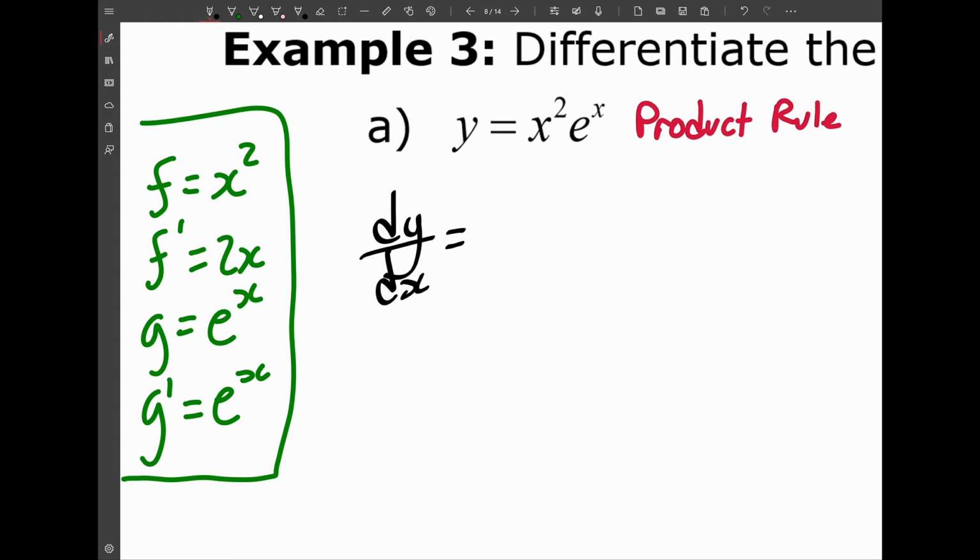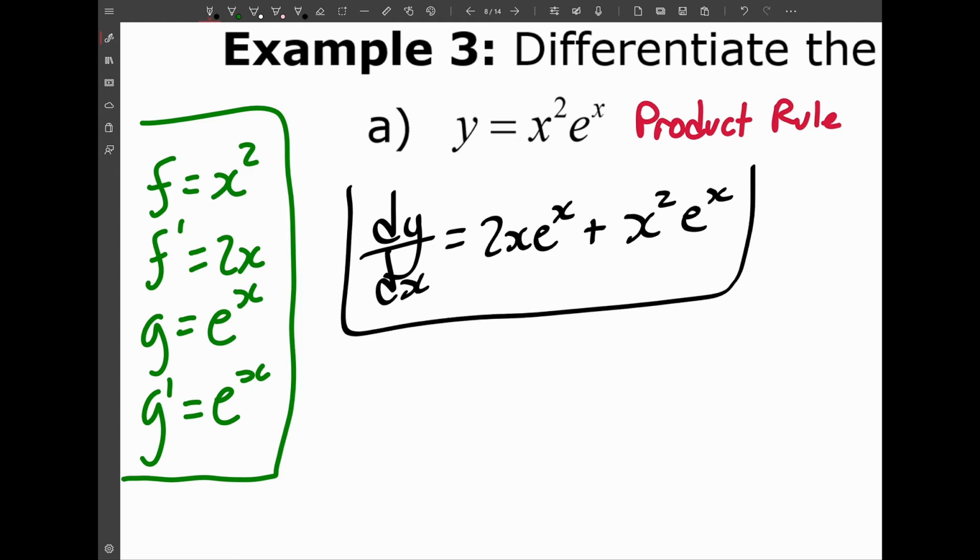By our product rule, it's going to be f prime, which is 2x, times our g, which is e to the x, plus our f, which is x squared, times our g prime, which is e to the x. And that's it. We're done.